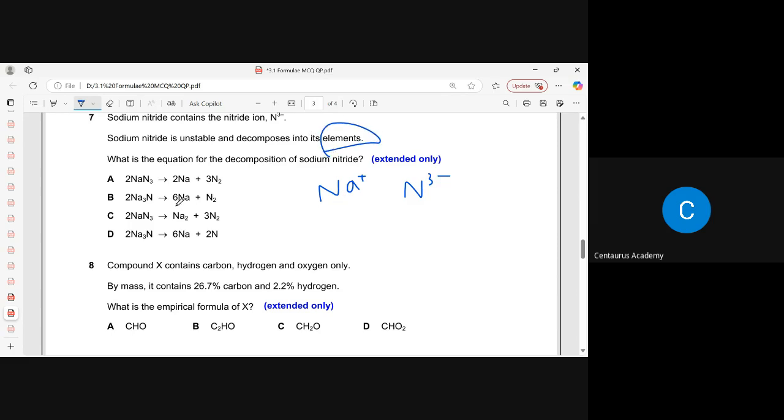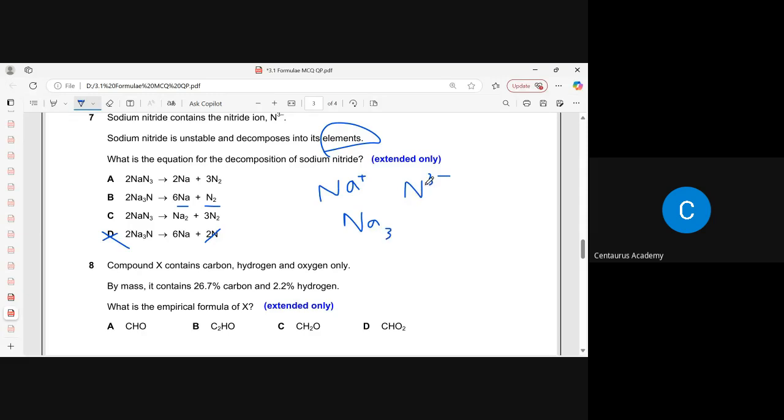This means in elemental state, it should be sodium and nitrogen molecule. It is a diatomic molecule, so it wouldn't be an atom. This means option D is completely eliminated. What is the equation for the decomposition of this? When you find out the formula of sodium nitride, it becomes Na3N.